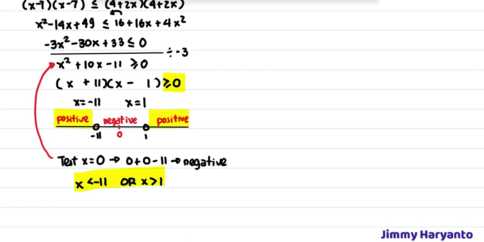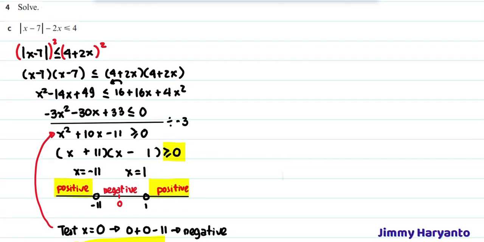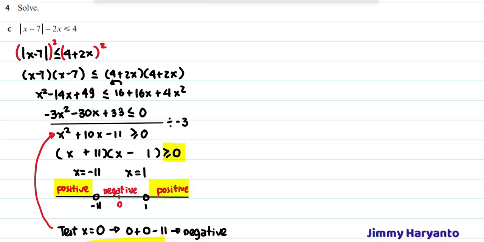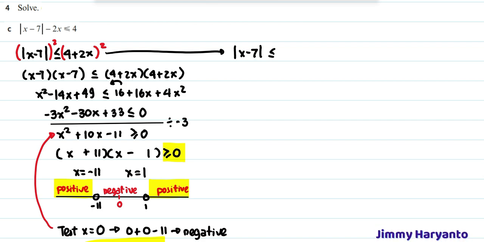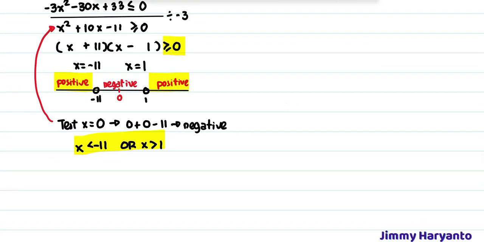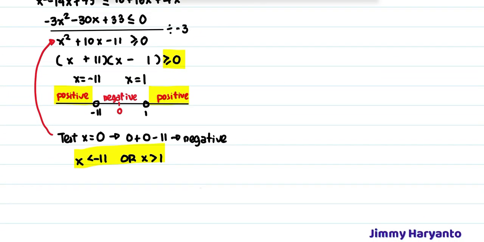Oh, my bad, I forgot something, guys. For this one, if we rearrange it first, you can see that x minus 7 has a modulus function, while the other side doesn't. So in this question we have to double check our answers. We have x less than negative 11 or x greater than 1.